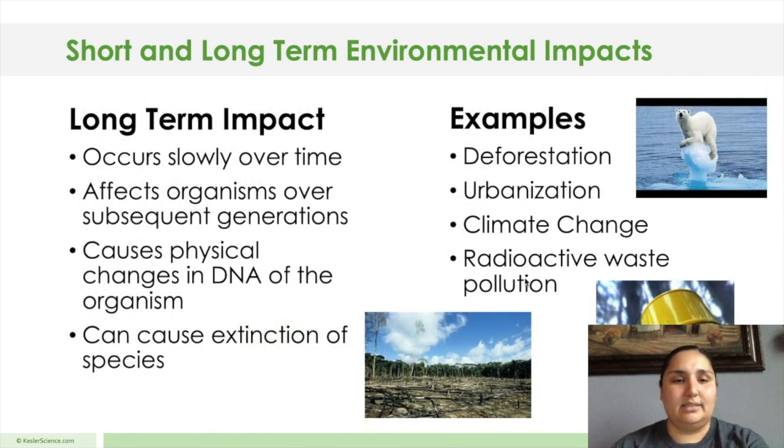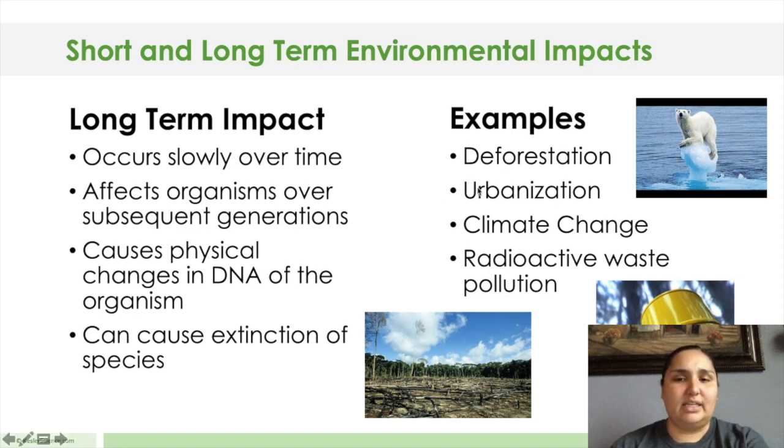Long-term impact occurs slowly over time and affects organisms over subsequent generations, meaning the next generation will start to change or adapt. It causes physical changes in the DNA of the organism, and it can cause extinction of the species. For example, they're noticing that polar bears' fur is actually less thick than it used to be several years ago, okay? Why? Because now it's getting warmer. They don't need that super thick fur.